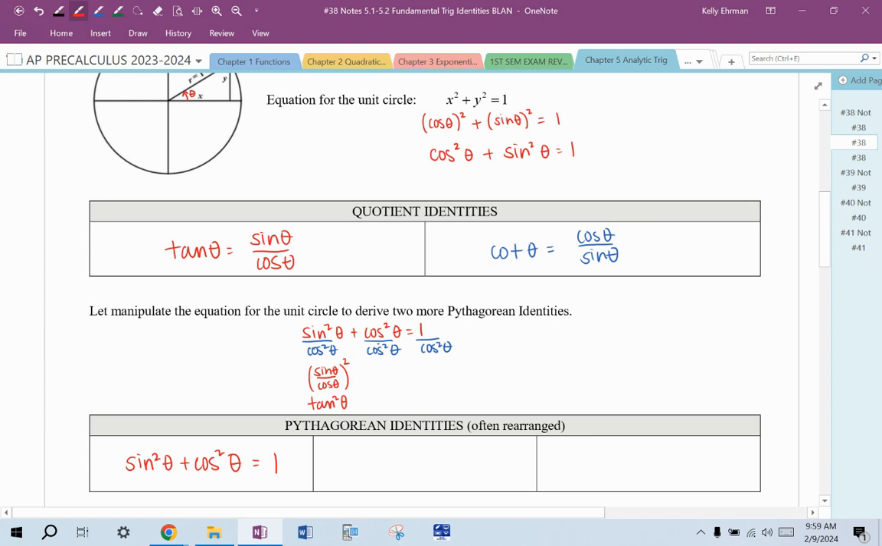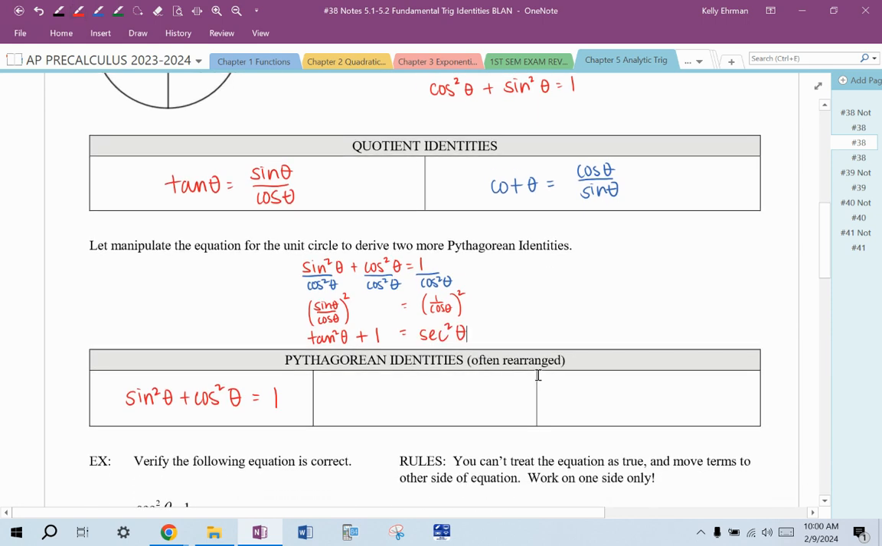What's cosine squared divided by cosine squared? Well, that's just 1. And what's 1 over cosine squared? That's like 1 over cosine, the quantity, squared. We know 1 over cosine is secant, so this is the same as secant squared theta. So that's our next identity. Our second Pythagorean identity is tangent squared theta plus 1 equals secant squared theta.